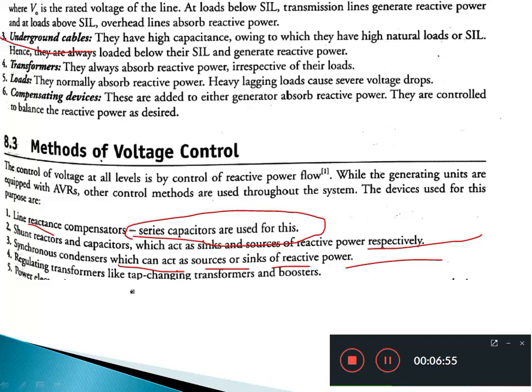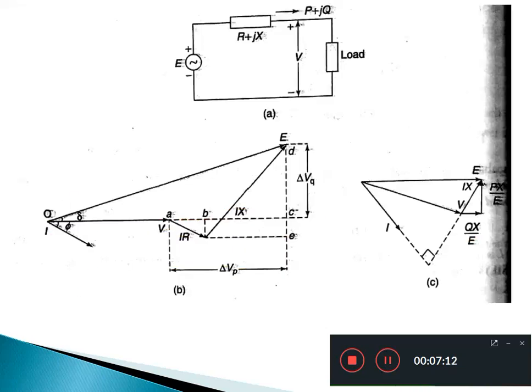And regulating transformers. In the regulating transformer, if you change the transformer tap, then it will absorb or generate the reactive power depending upon the voltage parameters. These are all the methods, and this is the pictorial diagram of generation of series reactance. This is the reactance equivalent diagram, and this is one more diagram for absorption of reactive power.